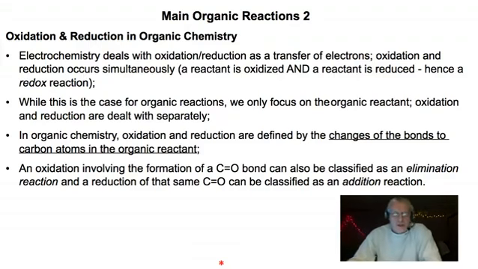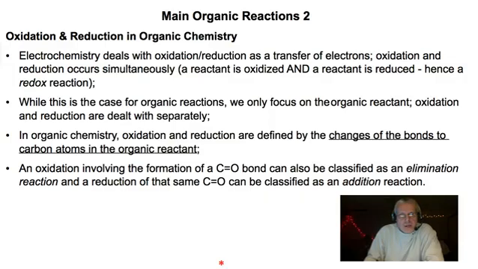So this is the second video dealing with the main organic reactions, and we're only going to look at two here, and we'll look at one fairly extensively, but we're looking at oxidation reduction reactions. Now you may just want to pause the video for a minute or two and have a read of what's written here, and then I'll go through and highlight a few important bits.